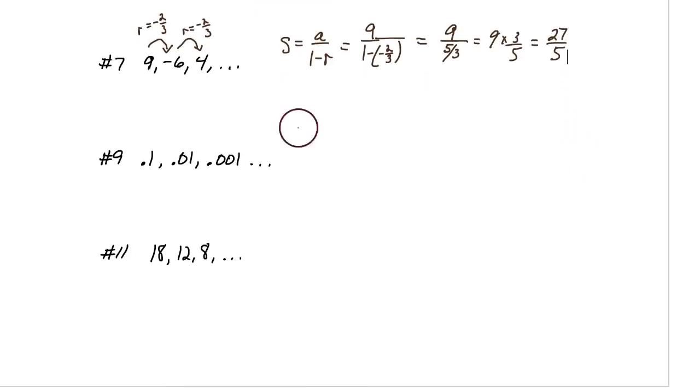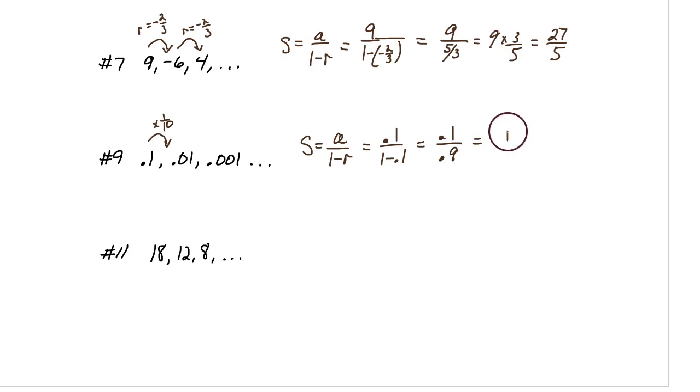And now number 9. What's the value of r? It looks like from one term to the next, it's multiplying by 1/10. Because 0.1 times 1/10 is 0.01. And 0.01 times 1/10 is 0.001, and so on. So S equals a over 1 minus r. This is 0.1 over 1 minus 0.1. This makes 0.1 over 0.9. And so that answer is 1/9.